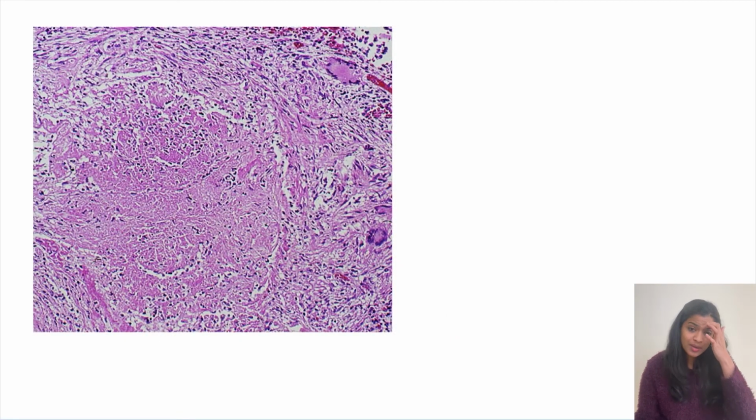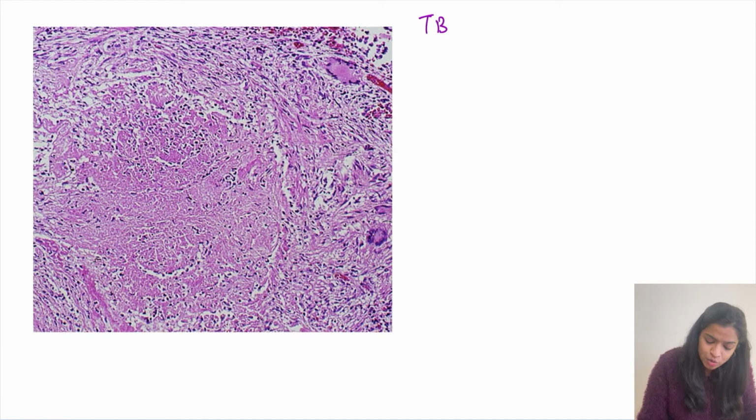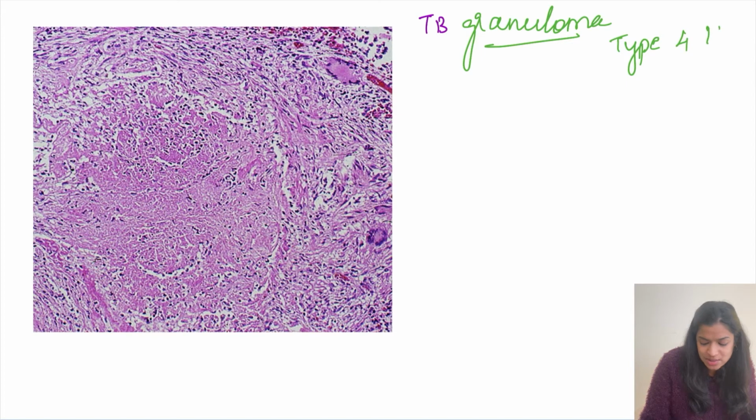So what is the microscopic appearance of a caseous necrosis? This is one of the classical cases you get in a professional exam, MBBS second year exam also. So TB granuloma. There is something called a granuloma, which is a type 4 hypersensitivity. Type 4 hypersensitivity will result in the formation of granuloma. This is actually a chronic inflammation in which the central part is that of a necrosis.